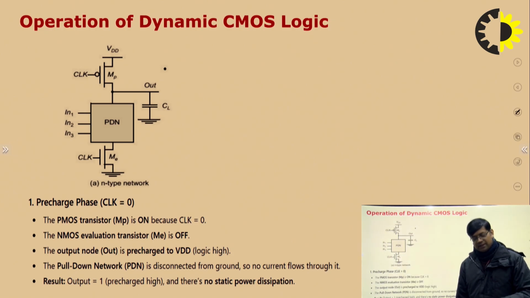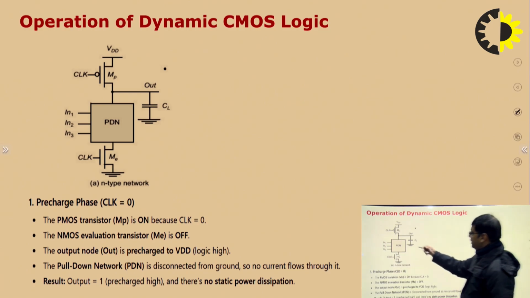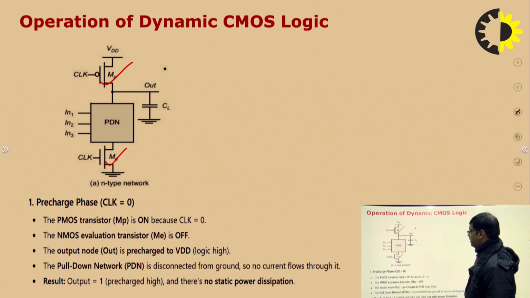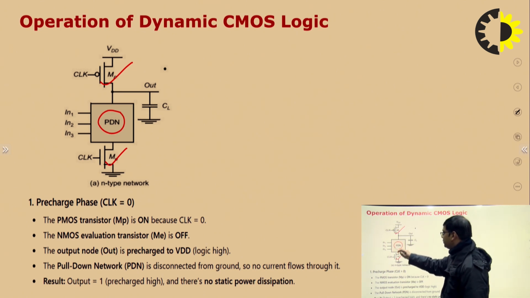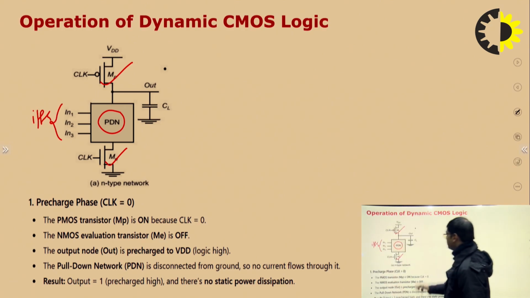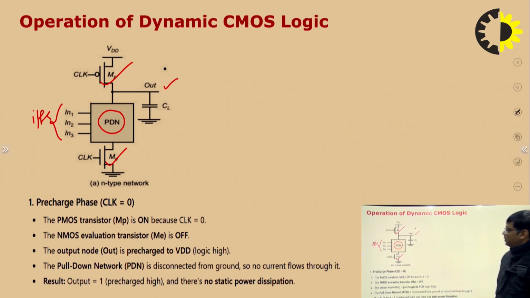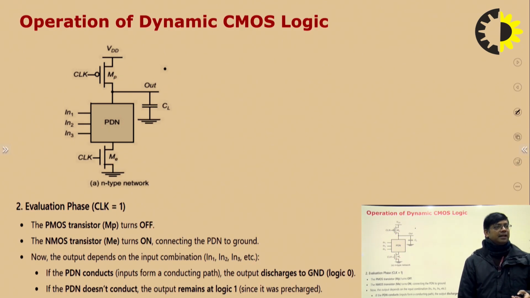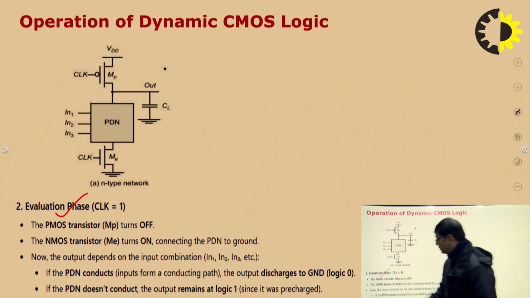Now let us discuss the operation of a dynamic CMOS logic. Here we can see there is a PMOS transistor and here it is the NMOS transistor which is driven by a clock signal, and in between there is a pull down network, and these are the inputs. This is the output. So, dynamic CMOS logic operation consists of two phases. One is known as the pre-charge phase and the second one is known as the evaluation phase.